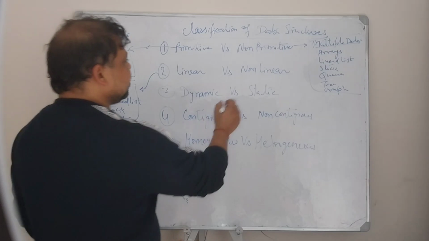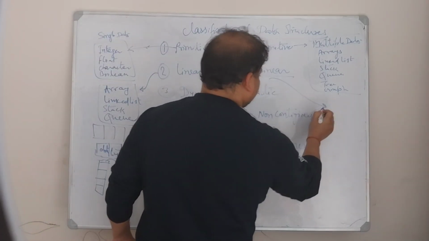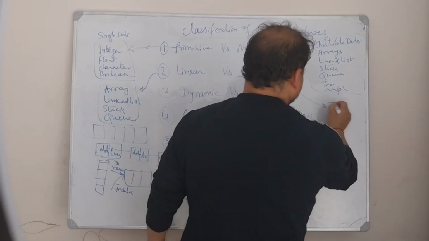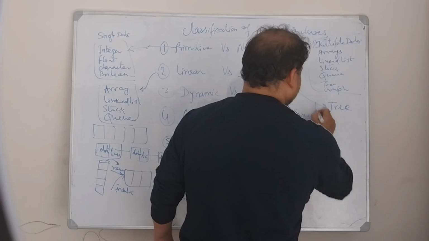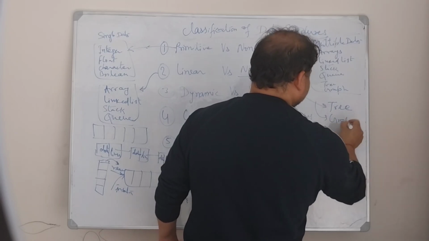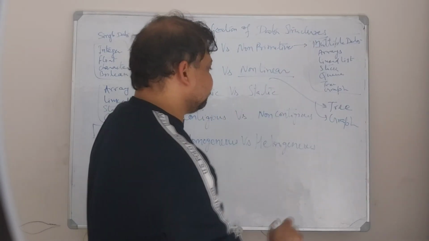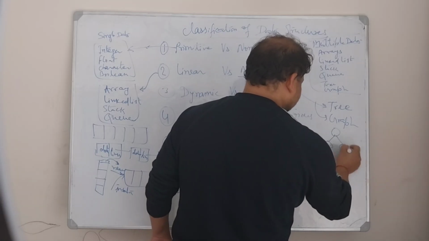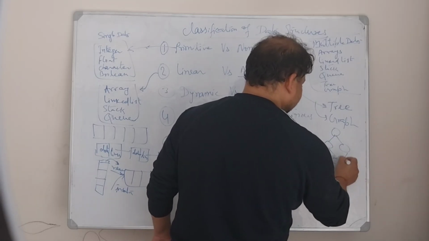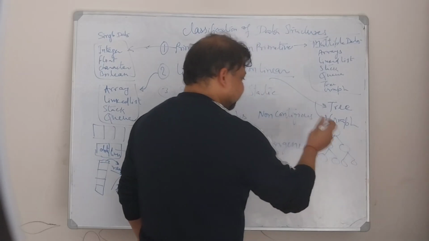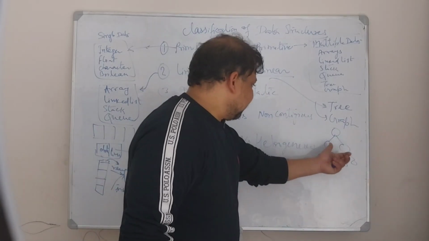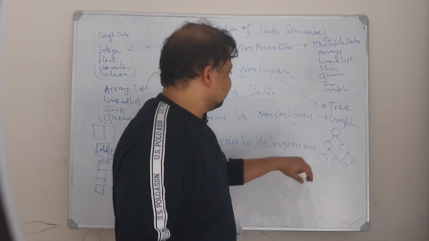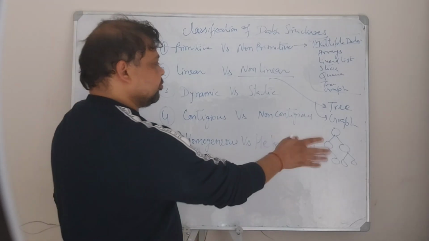In the case of non-linear data structures, that is tree and graph. As we see in the tree, I'm creating the picture here in this way, that is a tree. So obviously it is non-linear. You can see it is a binary tree, because it has two children. In detail we will discuss this later on. So that is a tree, so non-linear.